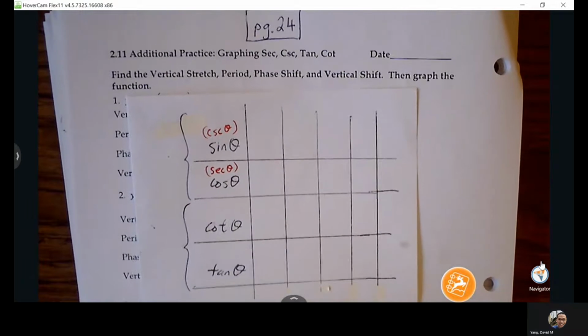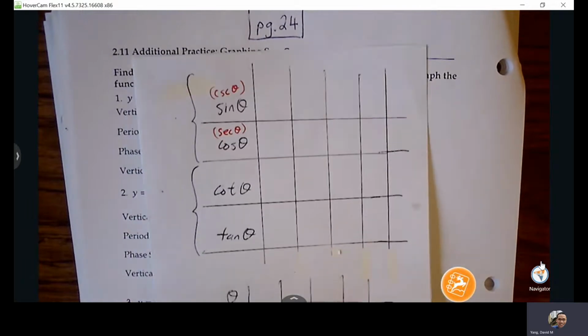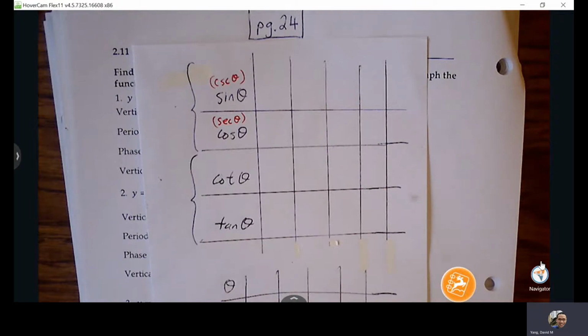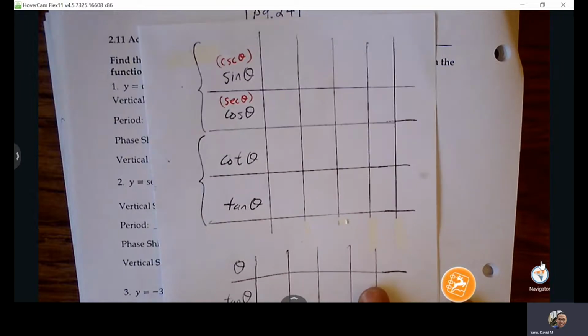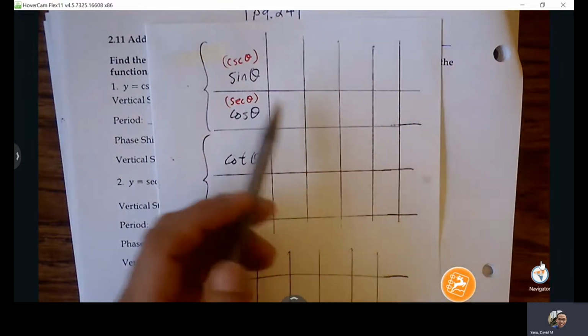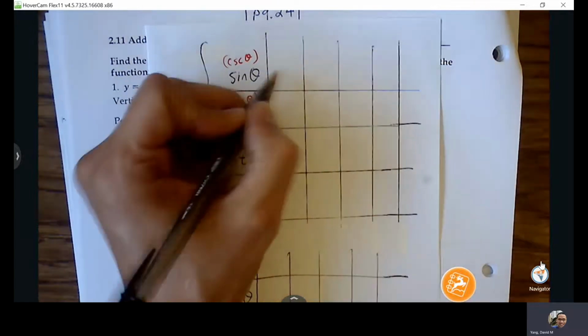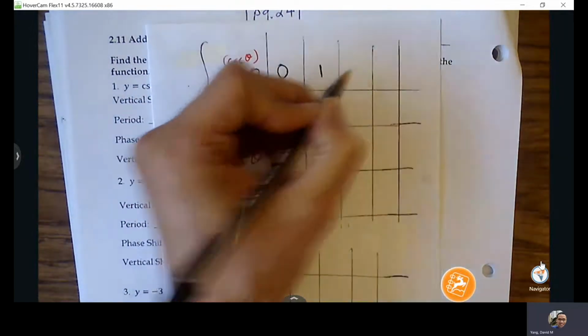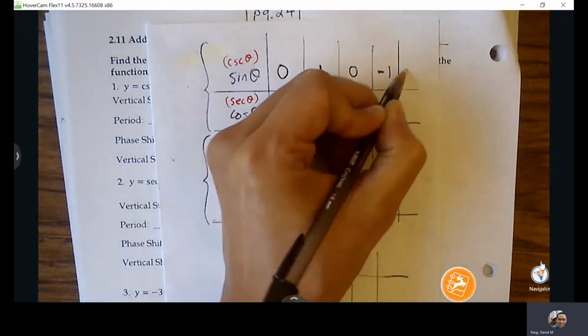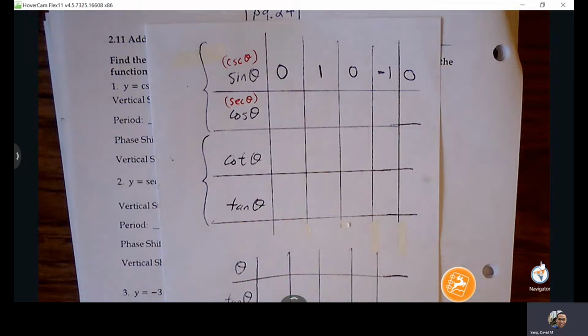Okay, we're on page 24, but I want to review a little bit of the parent function and the y values that go along with it. So I have a little chart here. For sine, where does the sine start for its y value? Yep, 0, and then moves up. And we know that goes with cosecant as well.